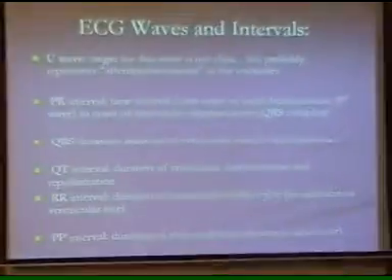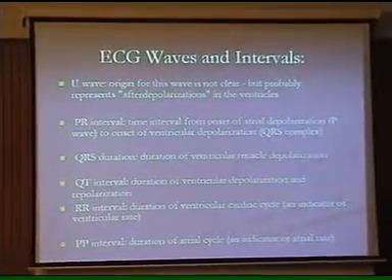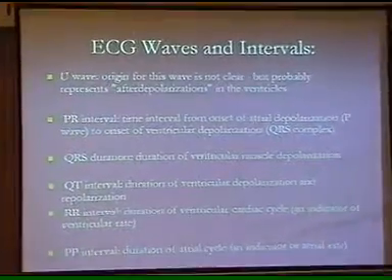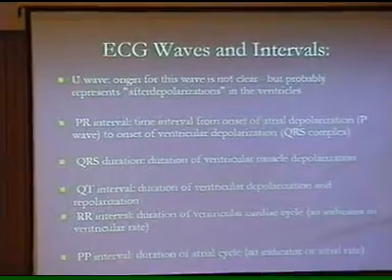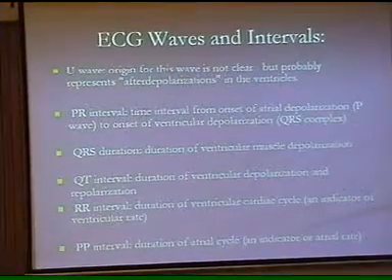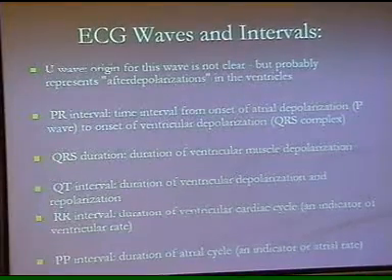Right. ST-T wave, ventricular repolarization, this one. Next. U wave, origin of this wave is not clear, but it probably represents after-depolarization in the ventricles. So U wave is basically after-depolarization in the ventricles. It follows the T wave, as always in the same direction as the T wave. It is usually found in patients who are bradycardic, not in patients with tachycardia. It's very difficult to find it.